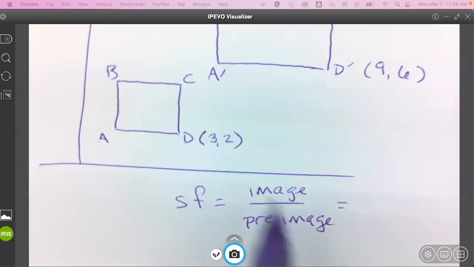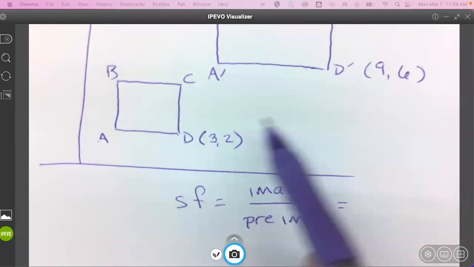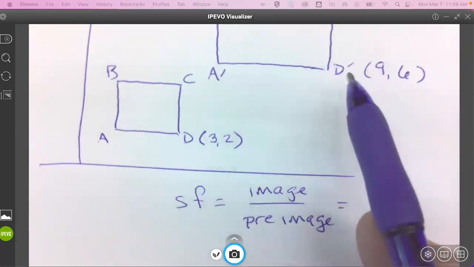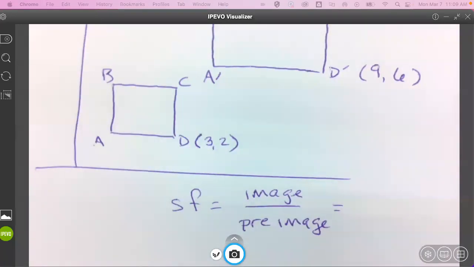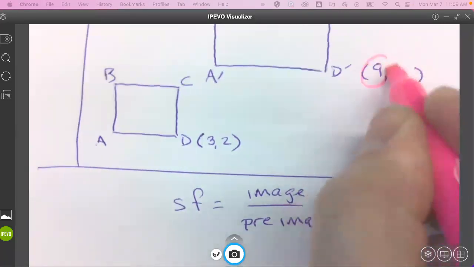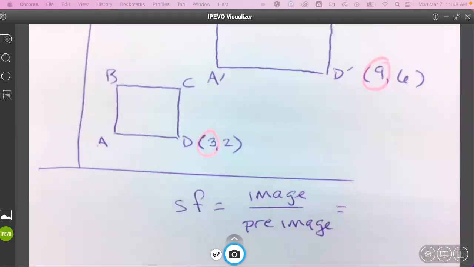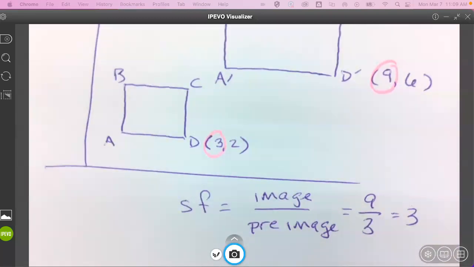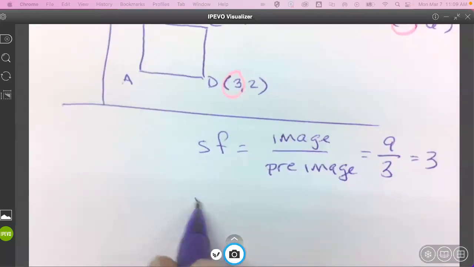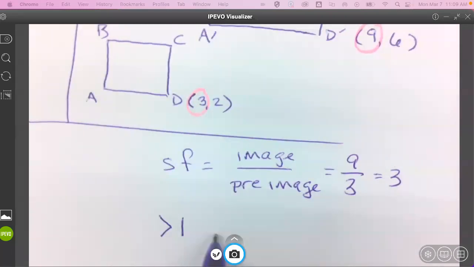So in this case, for example, since I'm going from D, the pre-image, to D prime, which is the image, all I need to do is take an image component and divide it by the corresponding pre-image component. In this case, 9/3, which simplifies to 3. In other words, there's a scale factor of 3. Since this scale factor is greater than 1, that means we're multiplying it times a bigger number than 1. In other words, it's an enlargement.